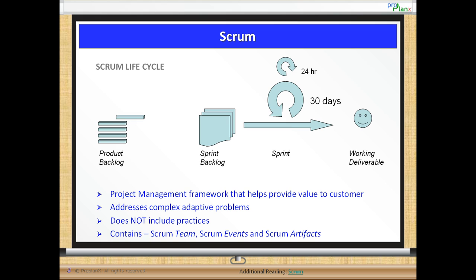To handle complex adaptive problems, Scrum uses empirical process mechanisms, which we covered in the introduction chapter. Scrum itself is considered a project management framework and hence does not include any engineering practices. Typically, it is paired with extreme programming practices, which we shall learn later. Now, please refer to the diagram as we will be discussing this in greater detail in the subsequent slides. The Scrum framework consists of the Scrum team, Scrum events, and the Scrum artifacts. Now, please proceed to the next slide.